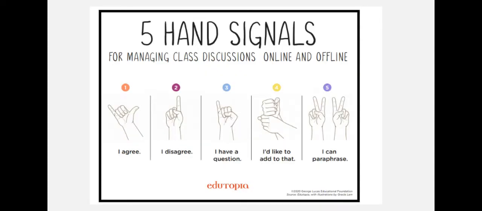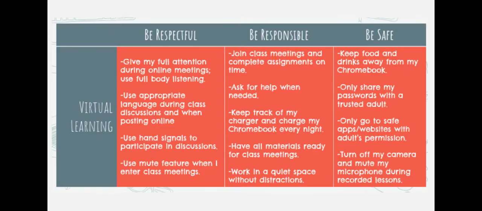In art class, we're going to have these 5 hand signals that are going to be universal in Redmill. So if you have something to say during our Google Meet, you need to use one of these hand signals. We have a matrix so we can be safe, respectful, and responsible. I'm going to break these down about what's important in art class for you a little bit clearer.